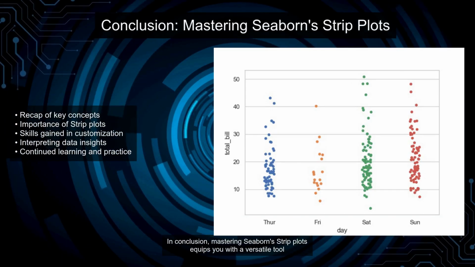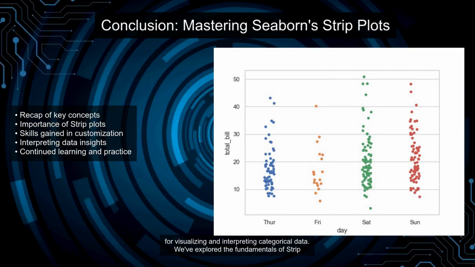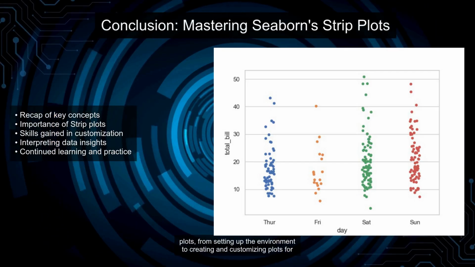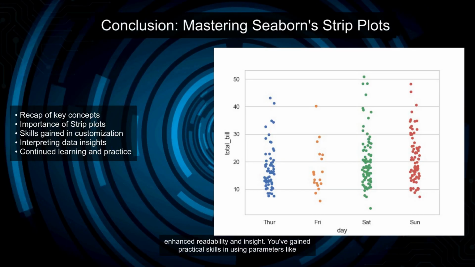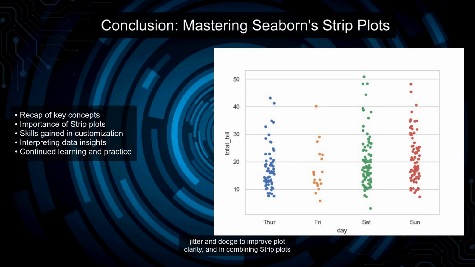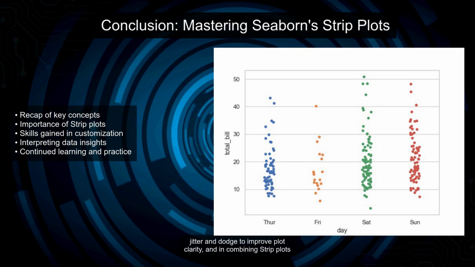In conclusion, mastering Seaborn strip plots equips you with a versatile tool for visualizing and interpreting categorical data. We've explored the fundamentals of strip plots, from setting up the environment to creating and customizing plots for enhanced readability and insight. You've gained practical skills in using parameters like jitter and dodge to improve plot clarity, and in combining strip plots with other visualizations for richer insights.